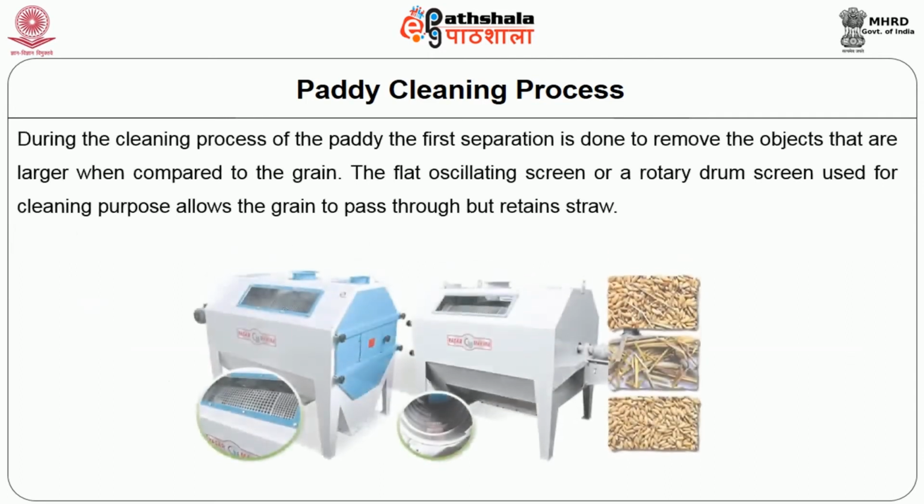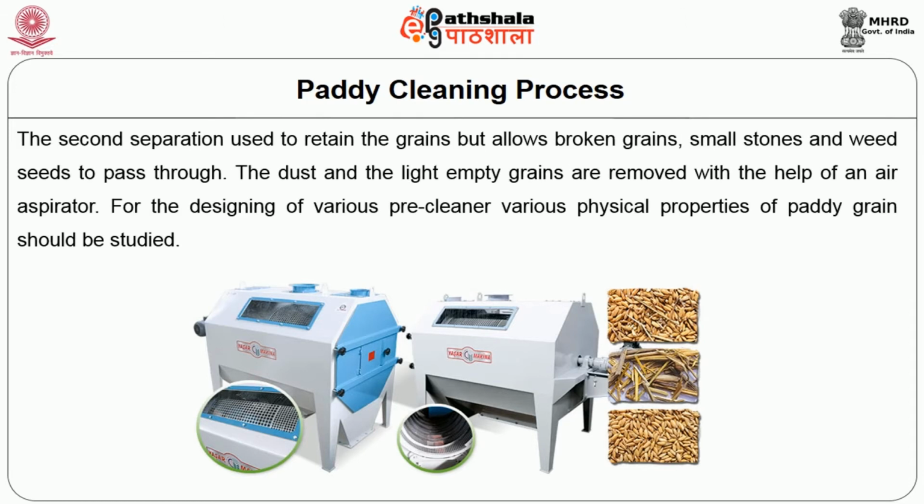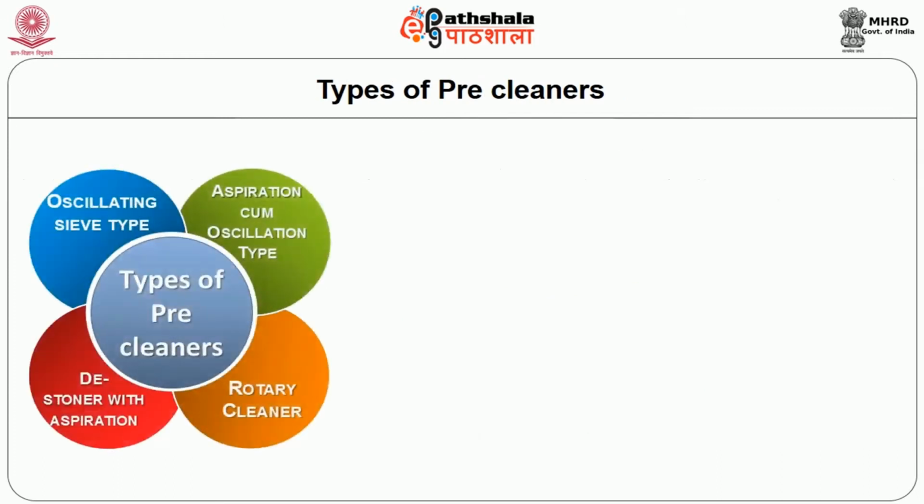During the cleaning process of paddy, the first separation removes the objects that are larger than the grain. The flat oscillating screen or rotary drum screen used for cleaning allows the grain to pass through and retains the straw. The second separation retains the grains but allows broken grains, small stones and weed seeds to pass through. The dust and light empty grains present in the paddy are removed using an air aspirator. For designing the various types of pre-cleaners, we need all the physical properties of the paddy grain.